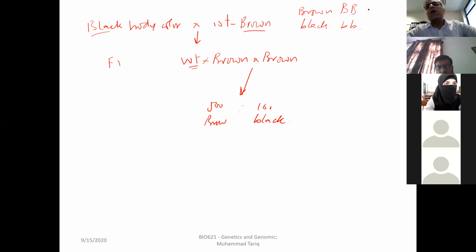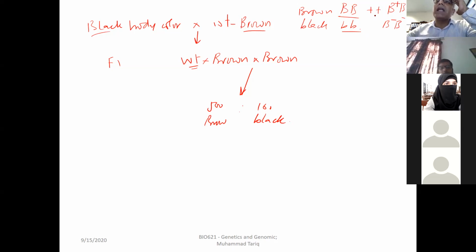Remember, you can also use for wild type plus plus, or it's your call. You can also write b plus like this, and black can be written like b minus, but my advice to you is go with capital and small letters. But if you find somewhere written plus plus, it means two copies, homozygous copies of the brown gene.